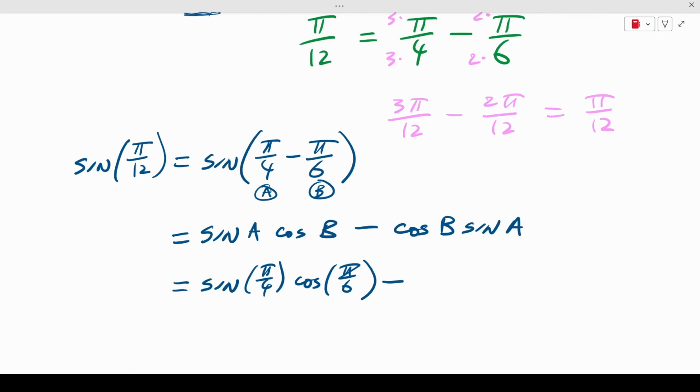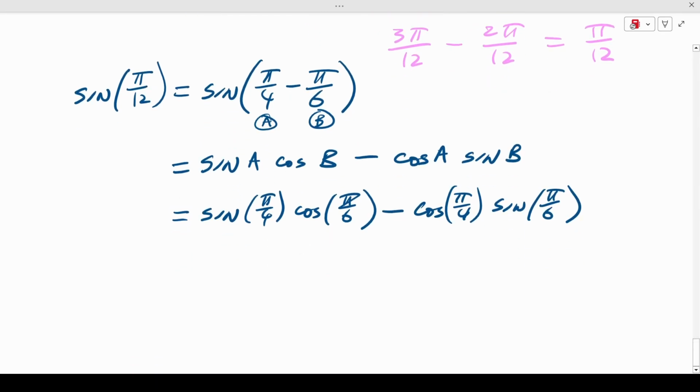Yes, I mixed that around. Sorry, this should be an A and this should be a B. So sine of pi over 4 cosine of pi over 6 minus cosine of pi over 4 sine of pi over 6 is what sine of pi over 12 equals.